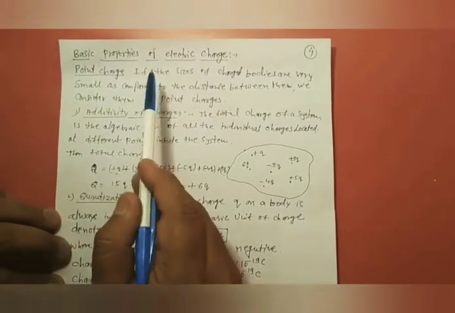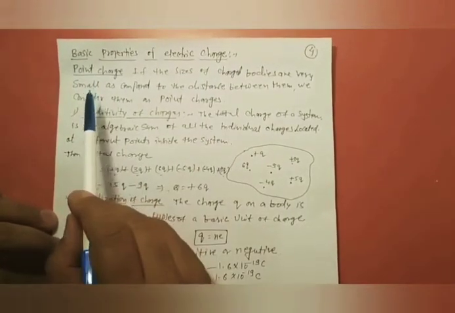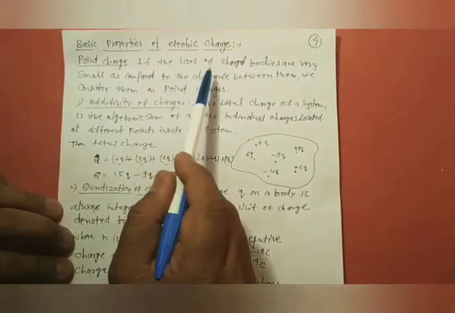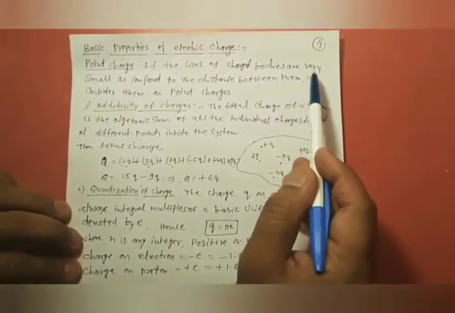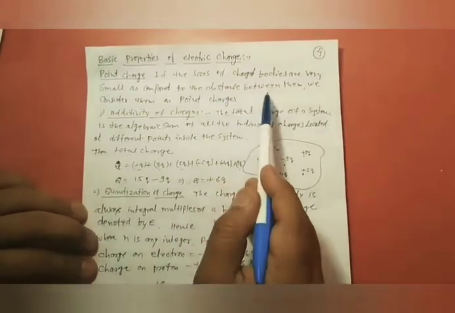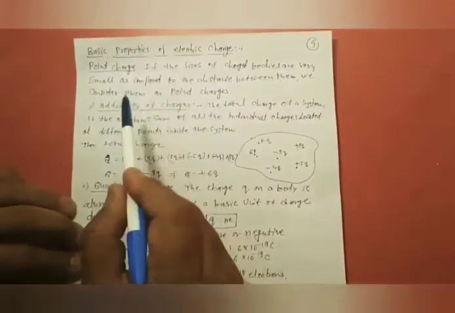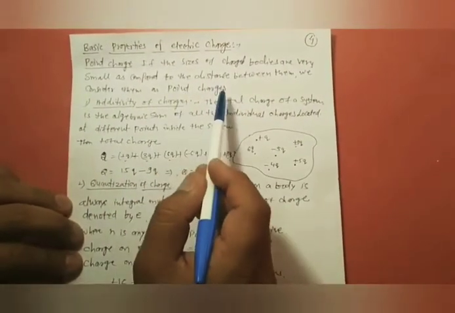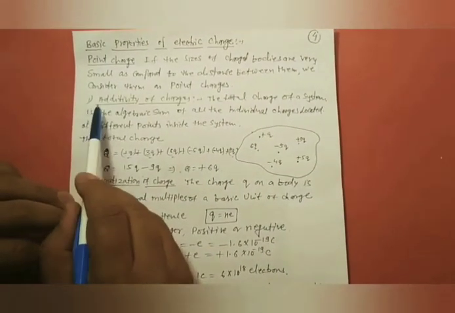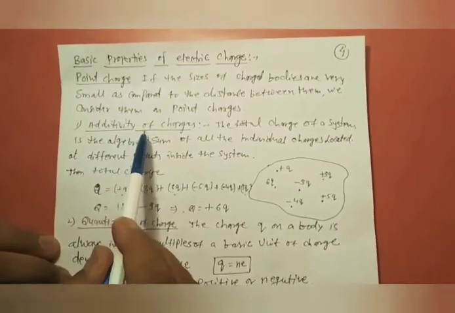Basic properties of electric charge. First, what is a point charge? If the sizes of charged bodies are very small as compared to the distance between them, we consider them as point charges. Now, the first basic property is additivity of charges.